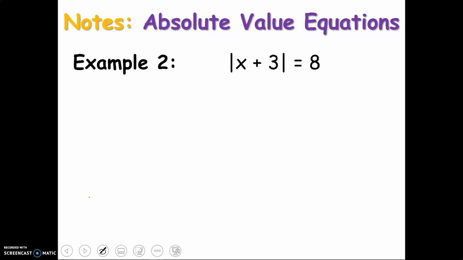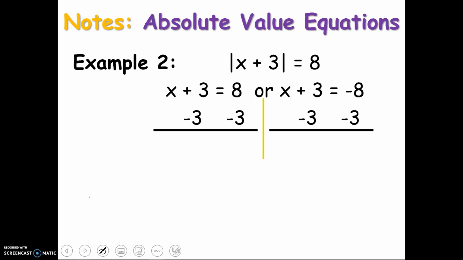Example 2. The absolute value of x plus 3 is 8. That means x plus 3 is either 8 from 0 or negative 8 from 0. Solving this equation is simple. We'd like to isolate the variable x, so we must remove the plus 3, and we'll do so on both equations. On the left equation, we get that x is equal to 5, and on the right, we get that x is equal to negative 11.